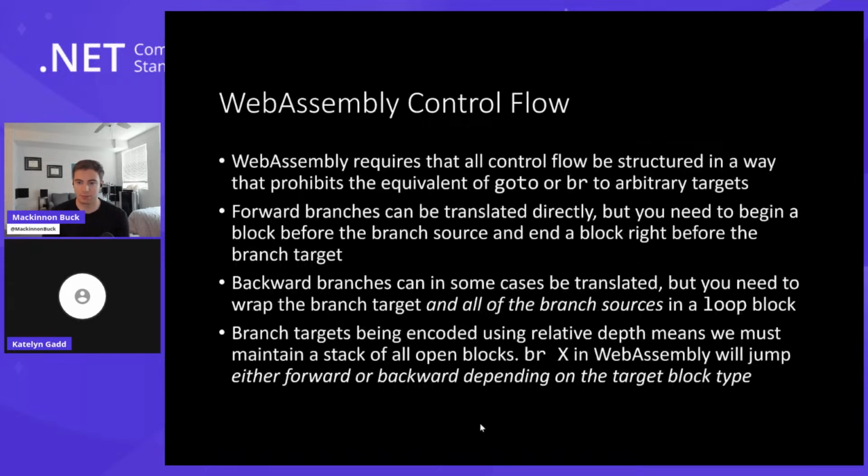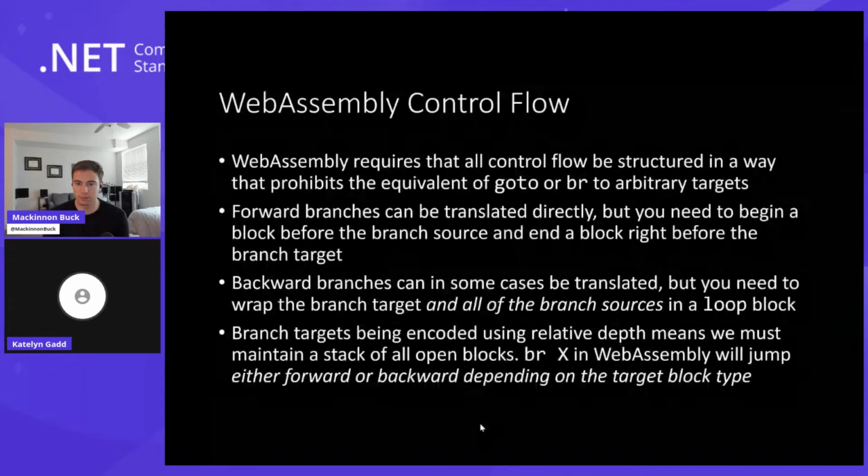Those forward branches require you, however, to begin a block, much like a block in C# with curly braces. You have to begin a block before the source of the branch, before that goto, and the block has to end right before the target of the branch. I'll show a diagram of this later on. Backward branches can also be translated in some cases, but we have to wrap the target of the branch, so the label being gotoed, and all of the sources. So every goto statement that targets the label, all of those have to be wrapped within one special block called a loop block. And furthermore, those branch targets are not encoded and handed to the runtime as labels.